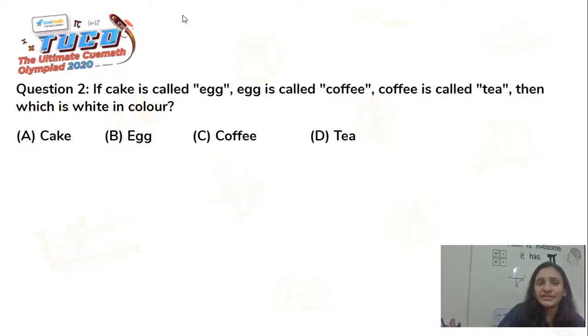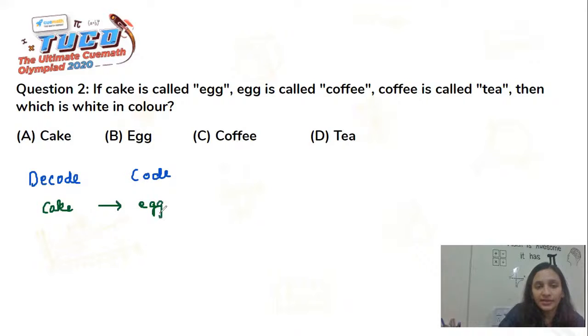So not necessarily always you have to write the code first and the decode. You can write the decode, that is the actual word, and then the code for it. But all you have to keep in mind is to always go by the decoded words, the actual words. So cake is called egg. So cake has been coded as egg. I write egg. Then egg is called coffee. So I write egg has been coded as coffee. Then we have coffee, which has been coded as tea.